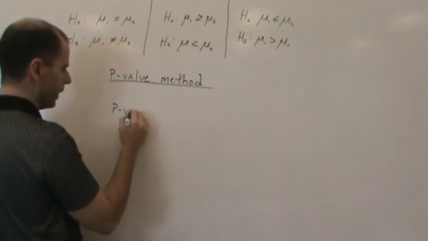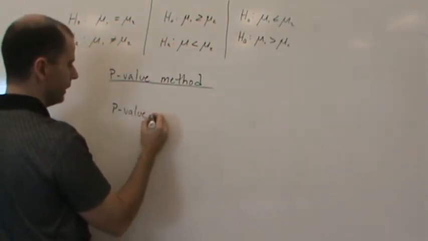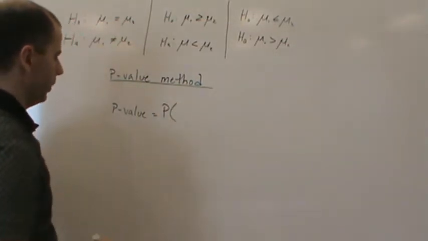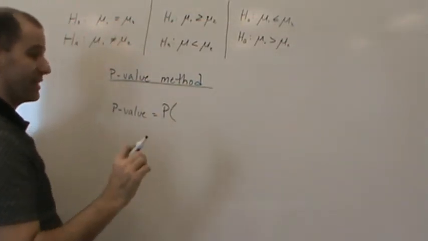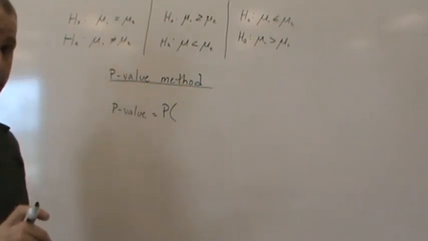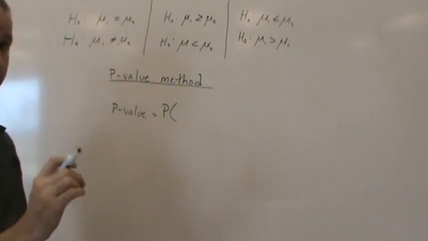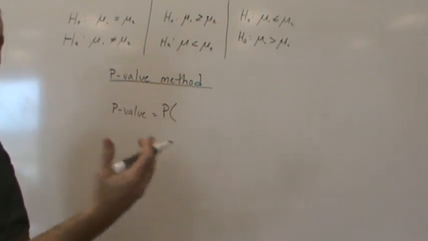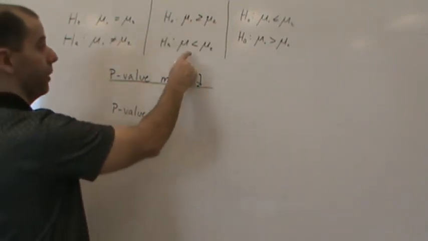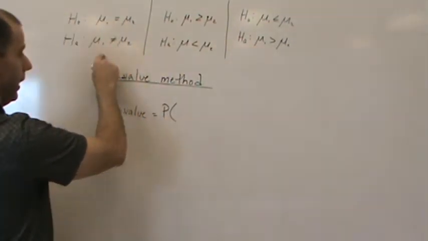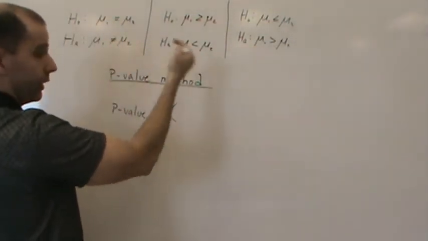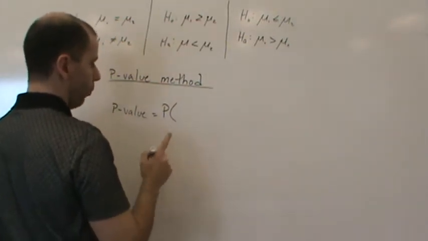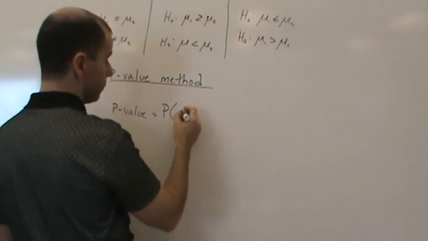And so to calculate the p-value, this is the way we're going to do it. The p-value, again, is the probability that your test statistic is as extreme or more extreme than the value that you got. So what determines the direction of which way you're going? The test. For a left-tailed test, you're going to the left. Okay, so it's going to be this. You could do this.